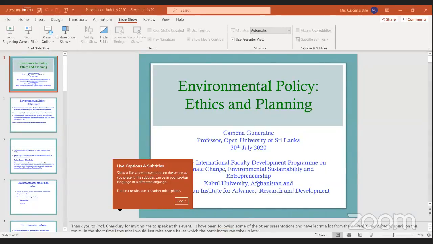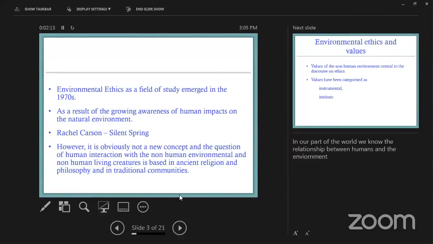But environmental ethics is obviously not a new concept. The question of human interaction with the non-human environment and non-human living creatures has been part, particularly in our part of the world, in South Asia and in other communities and countries. We have also based it on our religious and spiritual beliefs, our philosophies, in our traditional communities. So I think we do have a traditional ethical system and a value-based system about how we relate to the environment.